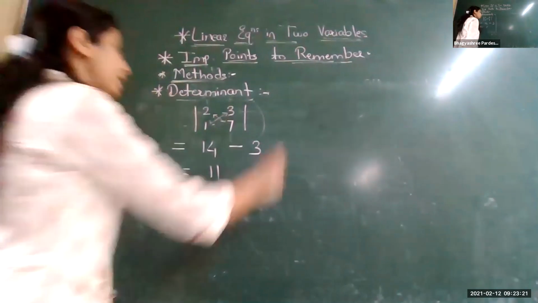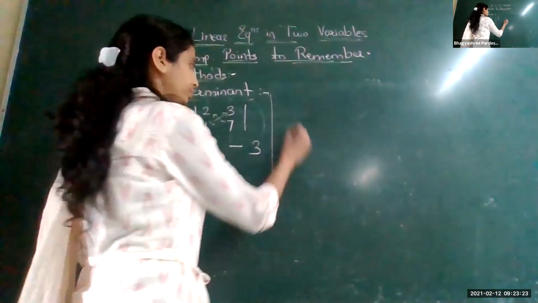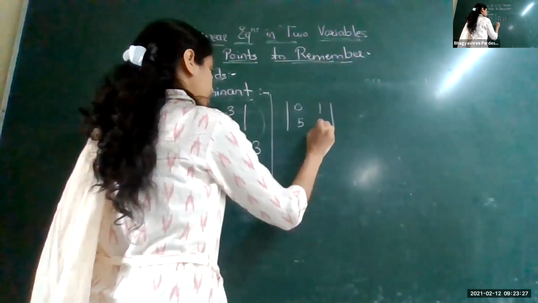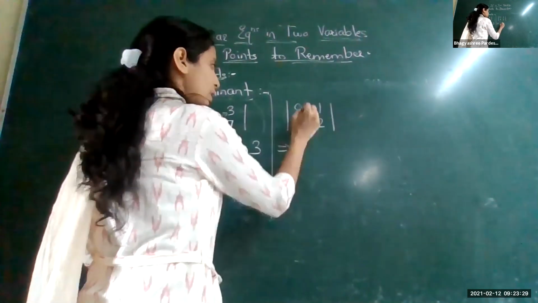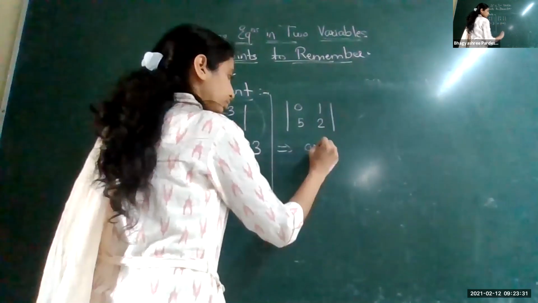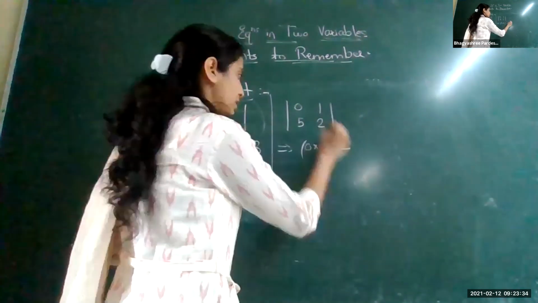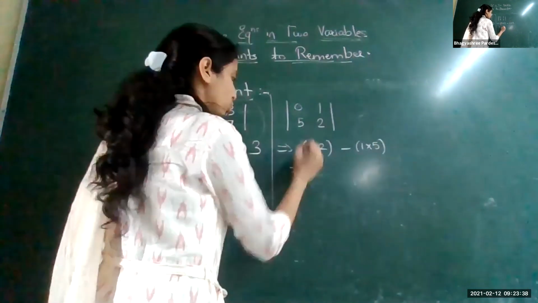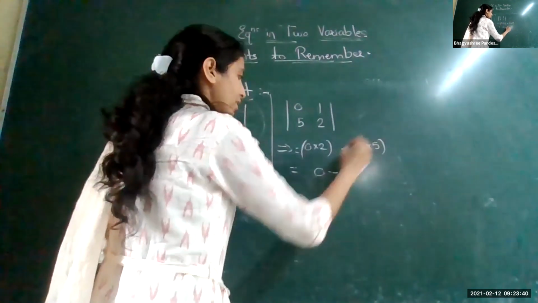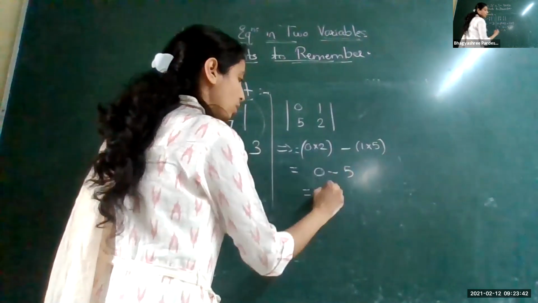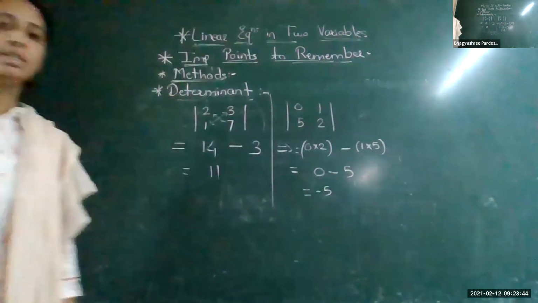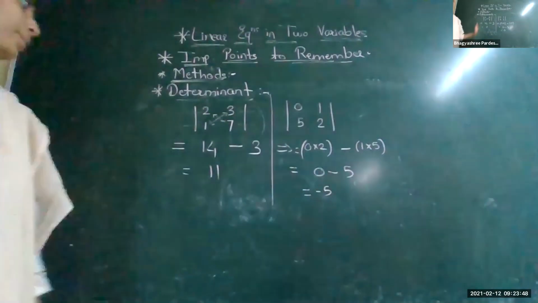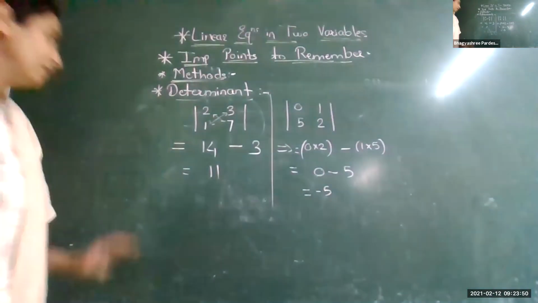important thing. I am taking one more here. What to do? 0 into 2. Right? Minus next 1 into 5. So this equals 0 twos are 0 minus 1 five is 5. So your value of the determinant is minus 5. These are the simplest things, the determinants which you can solve. Now let's see what is next.